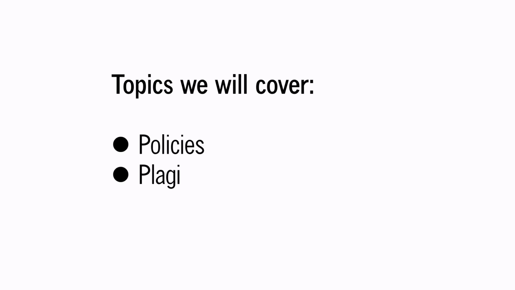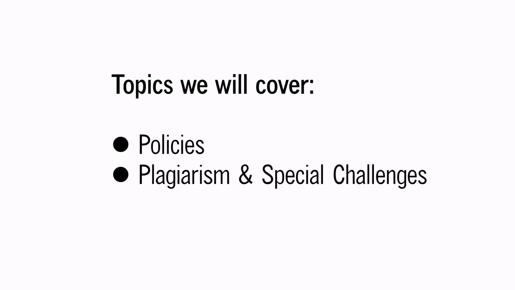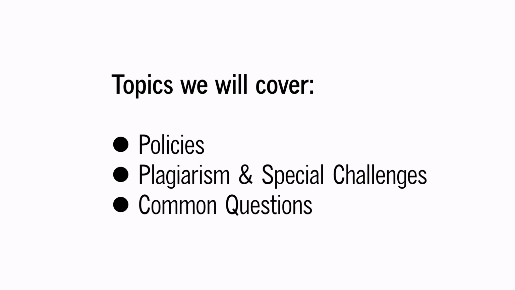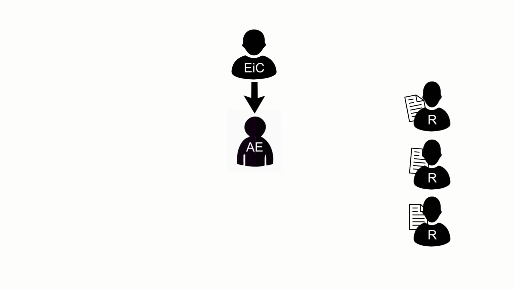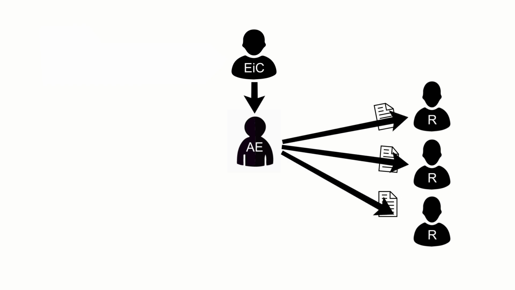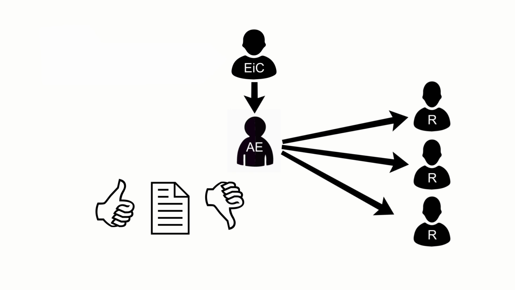This video will introduce you to the roles and responsibilities of ACM's associate editors. We'll touch on policies, plagiarism and special challenges you may encounter, and common questions you're sure to hear from editors and authors. Let's start with managing the process. The editor-in-chief assigns submitted papers to an associate editor for handling. You're responsible for reading the submissions assigned to you and recruiting reviewers. As you receive the reviews, you evaluate them and make a recommendation on whether to accept or reject the paper.